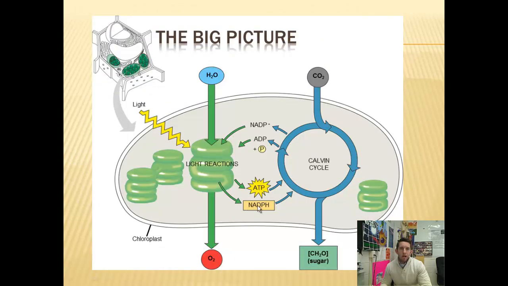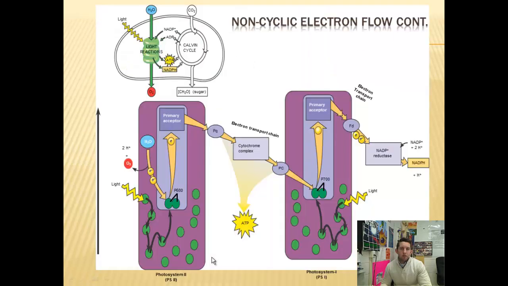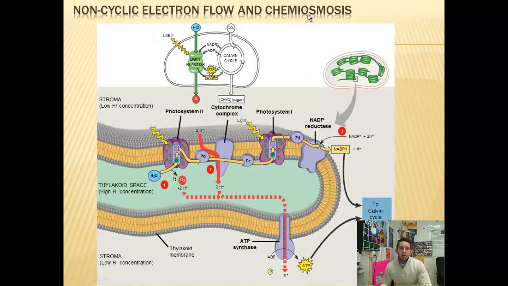Now we've seen how NADPH is produced, by NADP reductase and ferredoxin. We just saw how oxygen was created. How about ATP? Well, ATP is produced through a process called chemiosmosis.